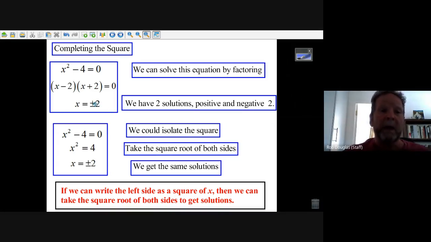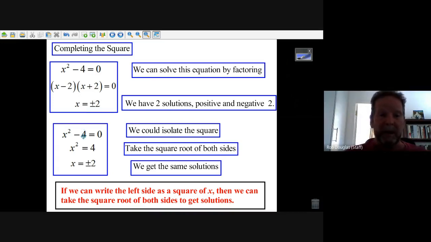Okay, so if we have x squared minus 4 equals 0, and we wanted to solve that equation, we could just factor it into x minus 2, x plus 2 equals 0, and see that the two solutions are x equals positive 2 or negative 2, which you can write in shorthand like that. But there's another way to do it.